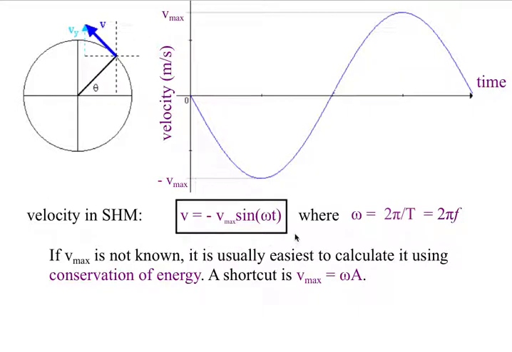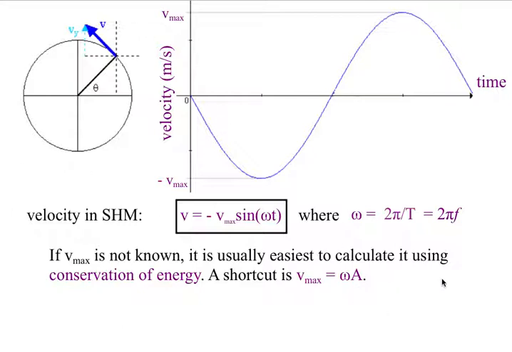We will not use this equation very often. Honestly, most of the time if we're trying to figure out velocity and position, we'll be using conservation of energy. One helpful equation that can be a shortcut is that v max, or the maximum speed, is going to be equal to omega times the amplitude or the maximum position.